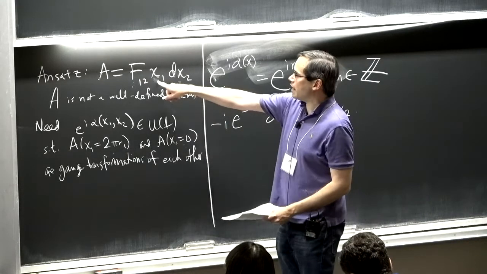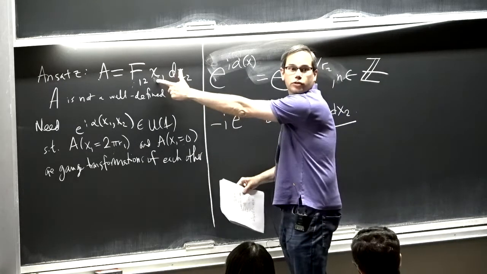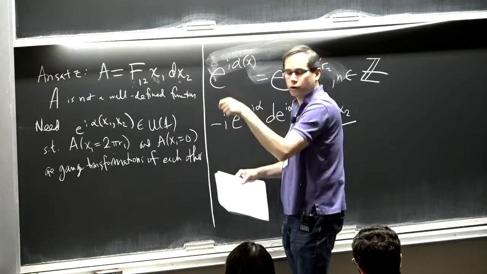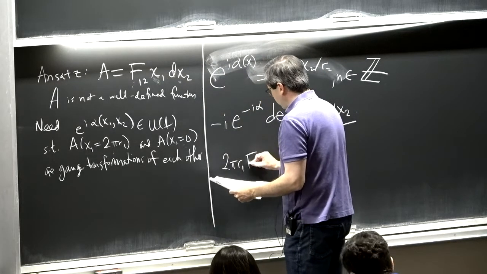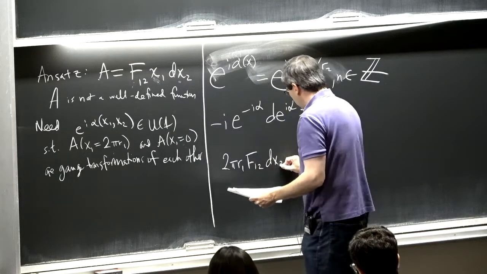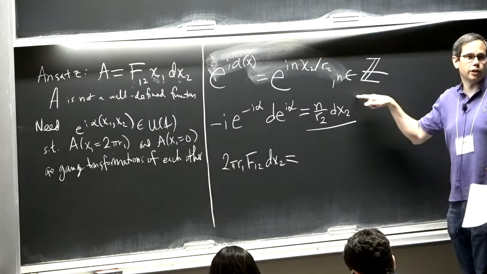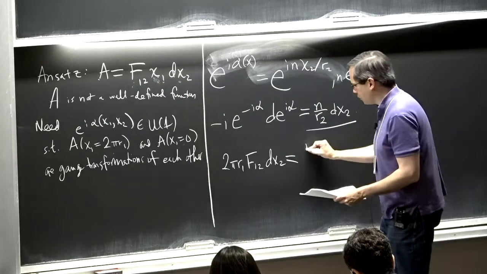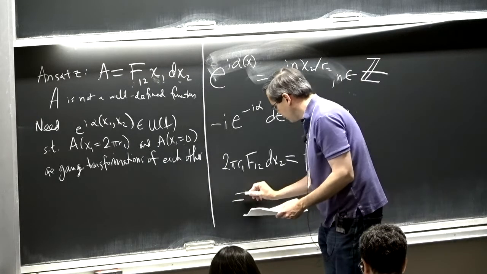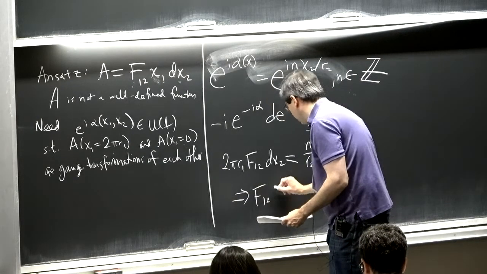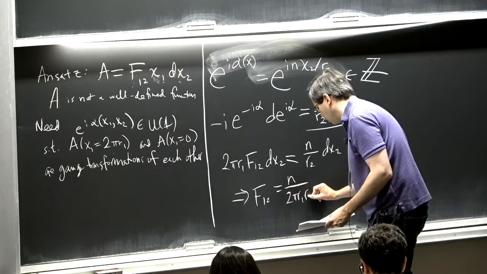And so our A is going to shift by this. And if I want that to match, I want this gauge transformation to make up for the mismatch between the two values of this with different choices of x1. What I want is that 2 pi r1 f12 dx2, the mismatch that I get here, should be something I can compensate by doing this. And so I want this to be equal to n over r2 dx2. What does that mean? That means f12 is n over 2 pi r1 r2.